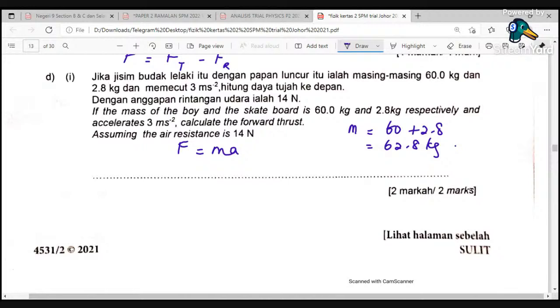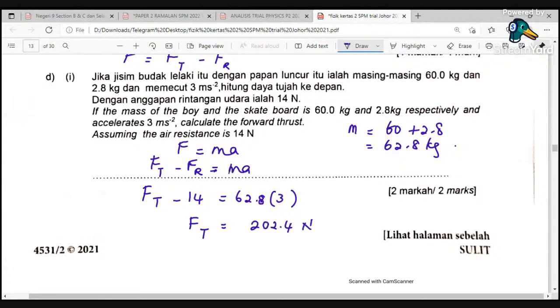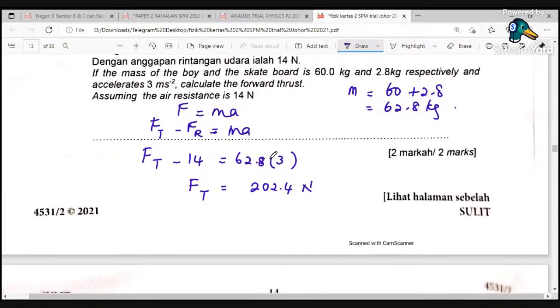Ft minus air resistance equals to ma. So forward thrust minus 14 equals total mass times 3. Okay, so you will get the answer. So this is the forward thrust that produces acceleration of 3 meters per second squared.